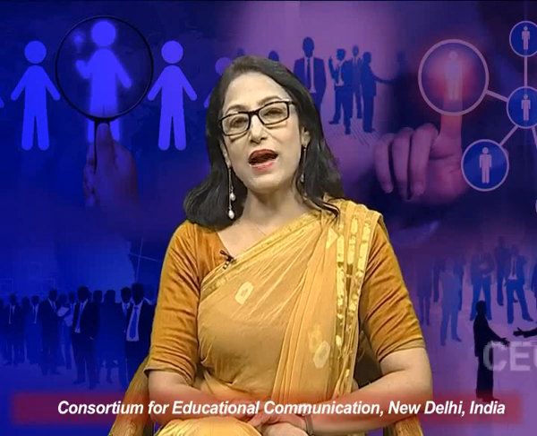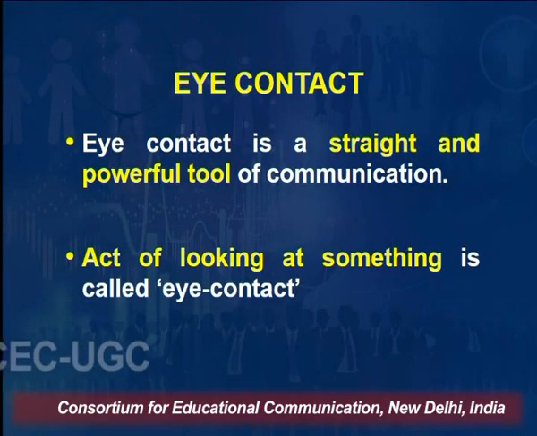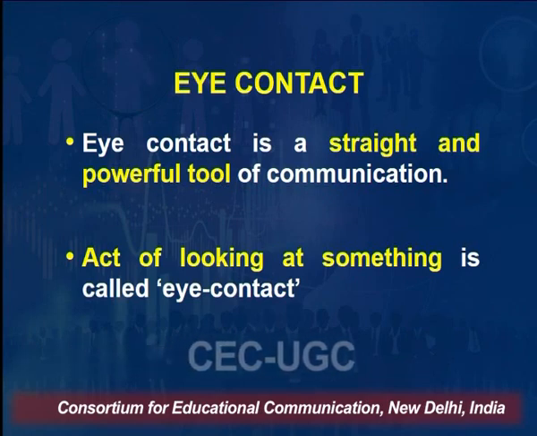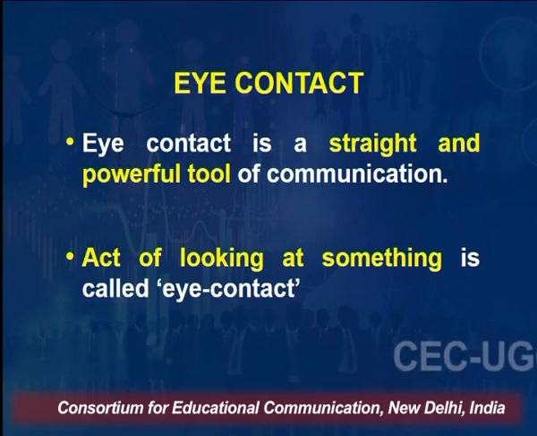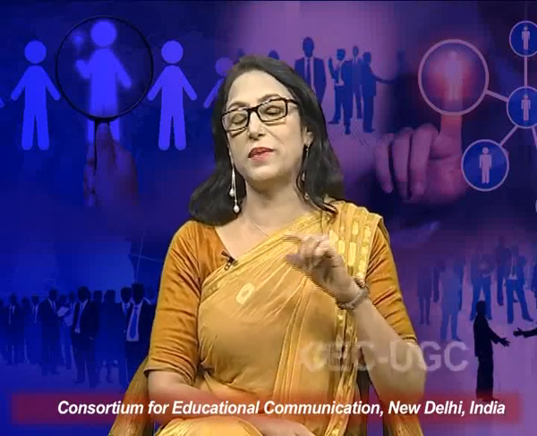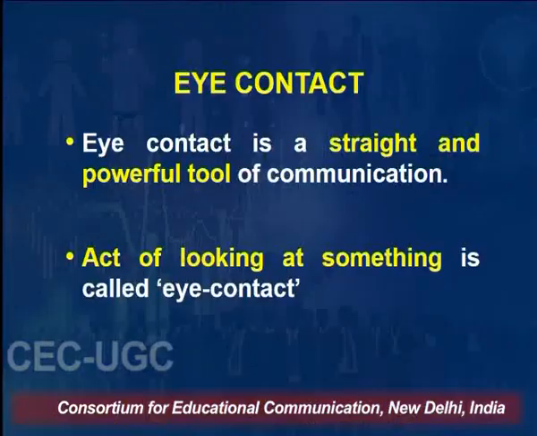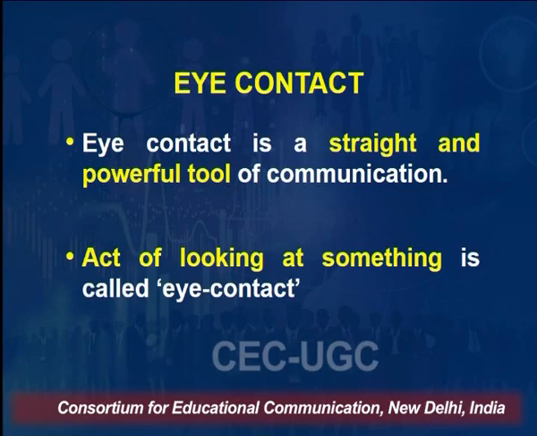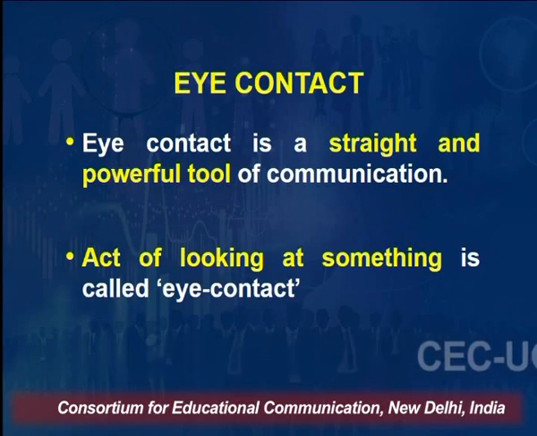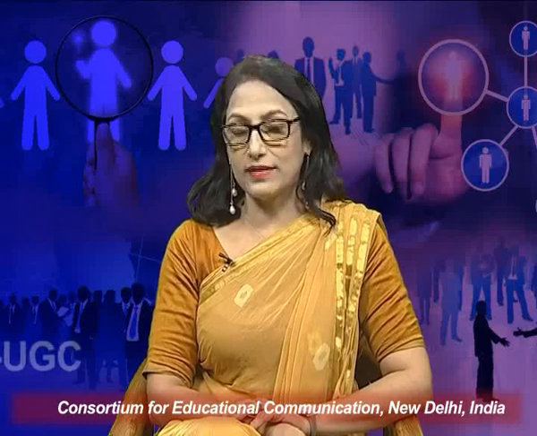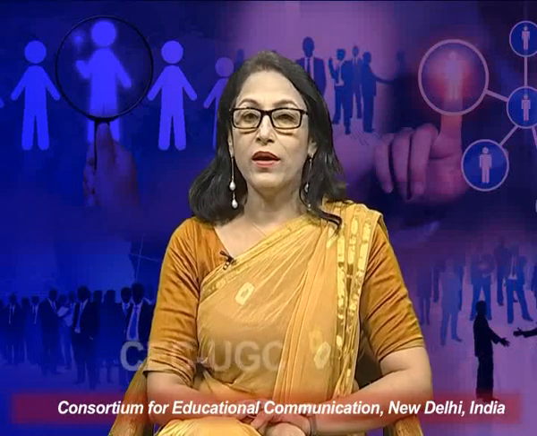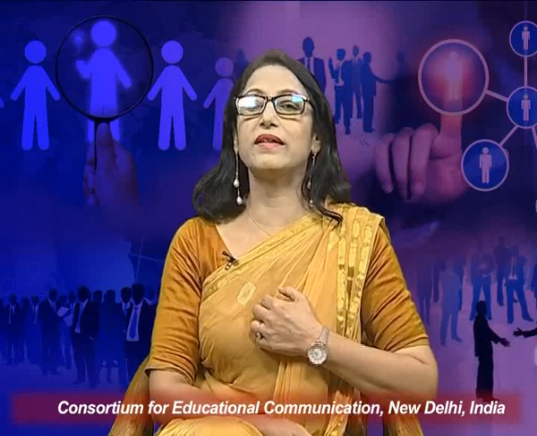So eye contact is a very direct and powerful tool of communication. It's a straight tool of communication. It's basically an act of someone, how someone looks at the other person whom he or she is communicating to, right? So the act of looking at something is called eye contact. It could be somebody, some object, some subject. Okay, so the way we look at someone often reveals our feelings at that point of time.